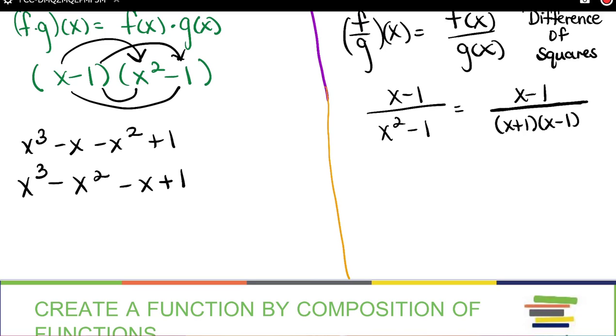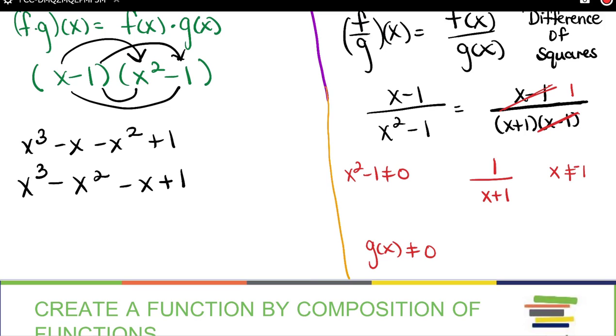Okay, so now that we have factored it as x plus 1 times x minus 1, we can cancel out the x minus 1 with the x minus 1. That leaves a 1 on top. So our final answer is 1 over x plus 1. And actually, g of x can't equal 0, so in that case, x squared minus 1 can't equal 0, so x squared can't equal 1, so x can't equal plus or minus 1. So x can't equal positive 1 or negative 1.